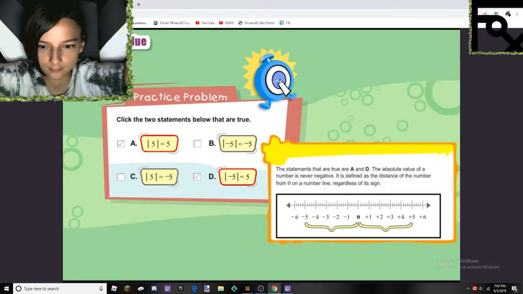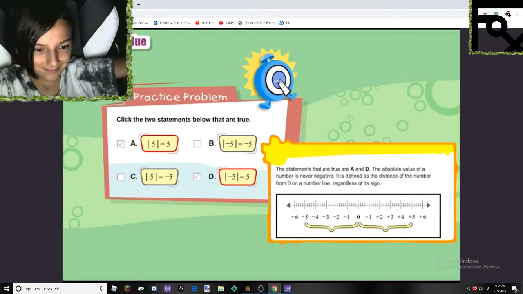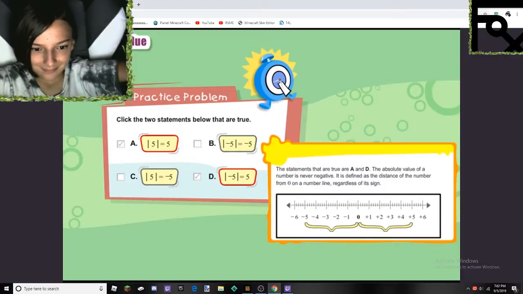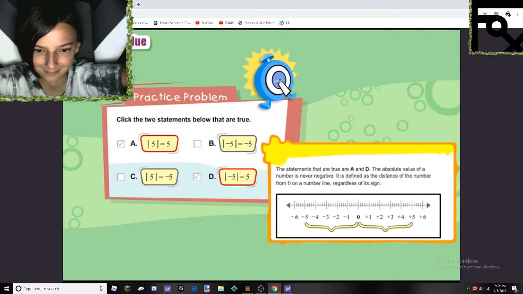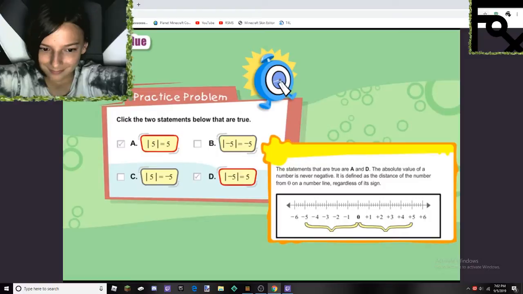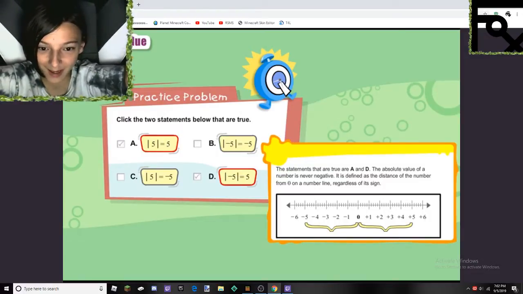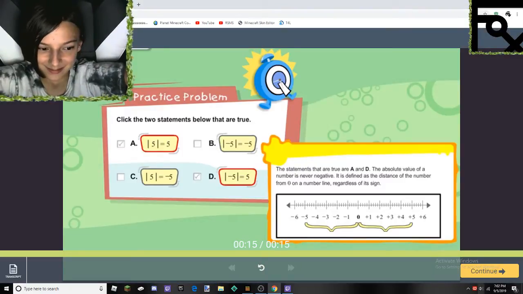The statements that are true are A and D. The absolute value of a number is never negative. It is defined as the distance of the number from 0 on a number line, or the number regardless of its sign.